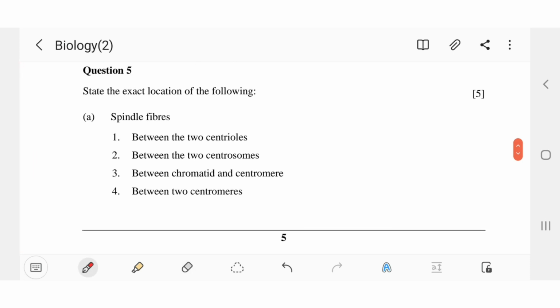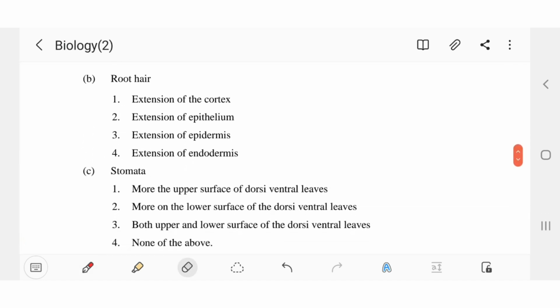Now question 5, state the exact location of the following. A1, spindle fibers between the two centrioles. Root hair, extension of epidermis. See, here also he's confusing you between epithelium and epidermis. But the correct option is, we know it is extension of epidermis.